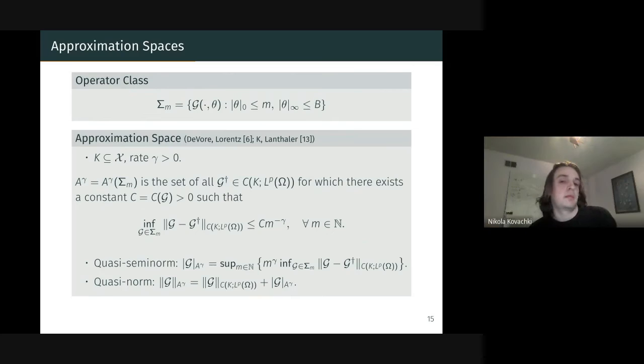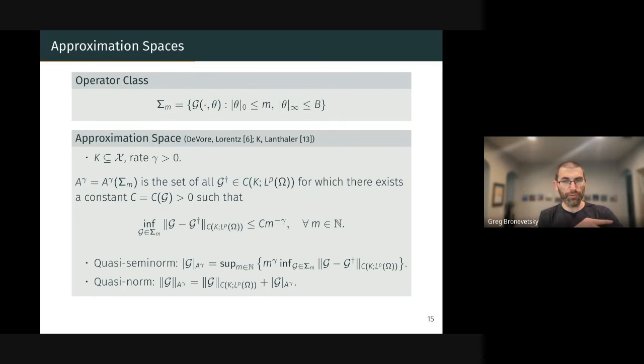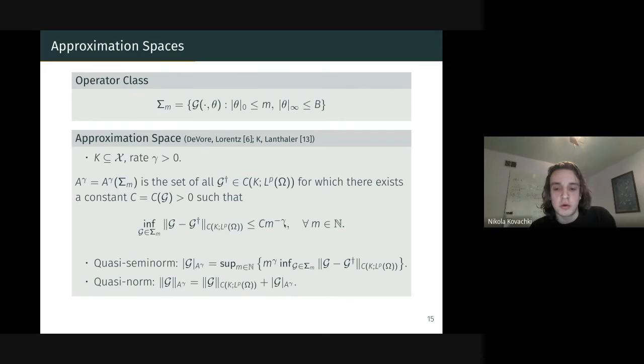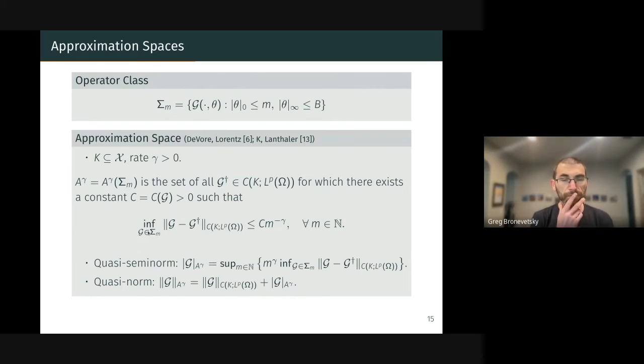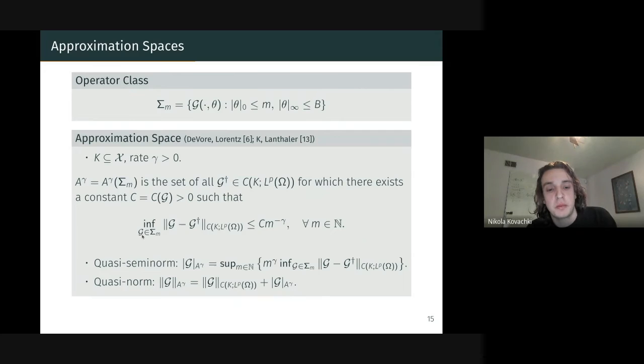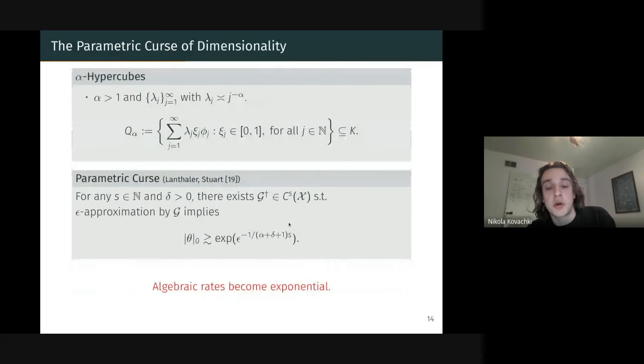Question about how you're using the word algebraically. Do you mean sub-exponentially or polynomially or something else? Polynomially. This is what I mean. M here is the number of parameters. So what I'm saying is that the best approximation of G dagger from sigma M decays like M to the minus gamma. This is in contrast to this, where the best approximation to G dagger from any G will be logarithmic.